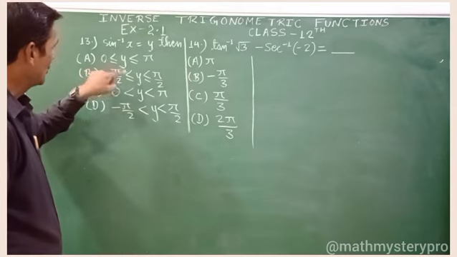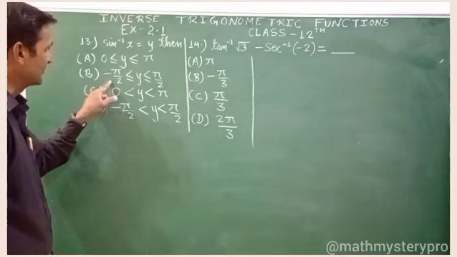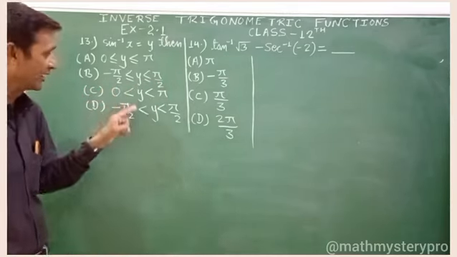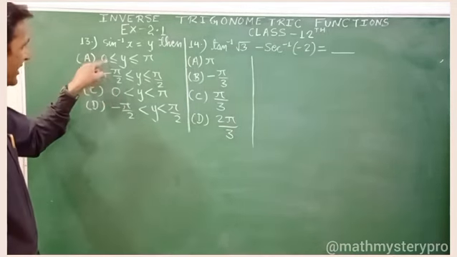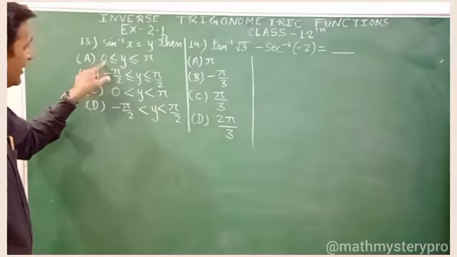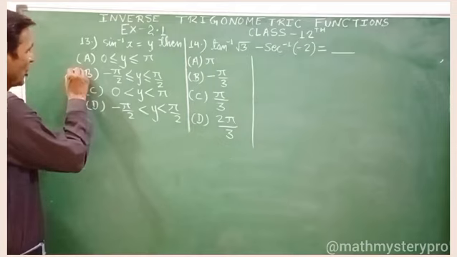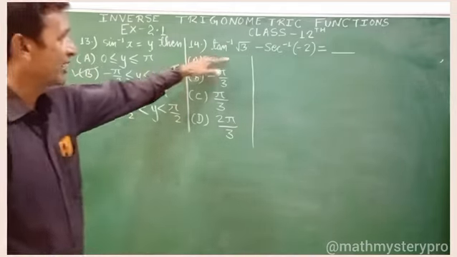Minus pi by 2 is less than or equal to y is less than or equal to pi by 2 is correct, because the principal value lies between minus pi by 2 and pi by 2, and both are included. So that's why option D is not correct. Option B is correct, and of course the others are not correct at all because they are from 0 to pi and 0 to pi. So option B is correct. It is a simple one, but we have to solve this.